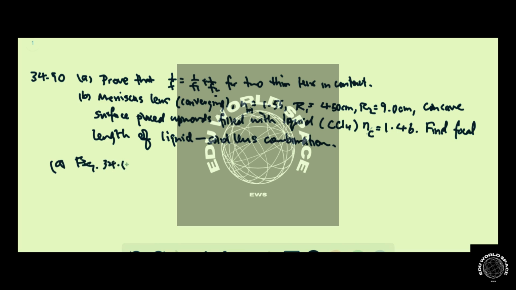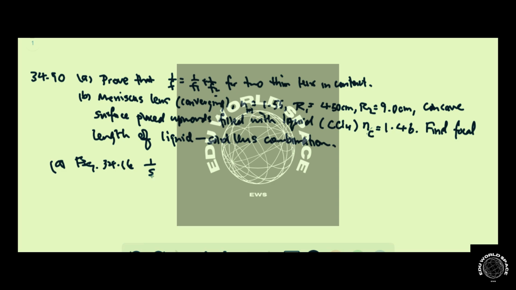So obviously we're going to use the results of part A in solving part B. So let's proceed to solve part A. We're going to use equation 34.16, and the idea is to use this equation twice, because we will note that the image that you get from the first lens will act as the object for the second lens.